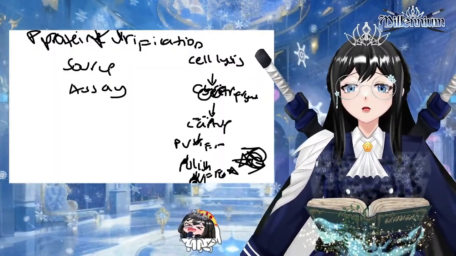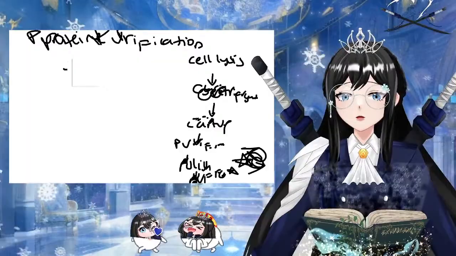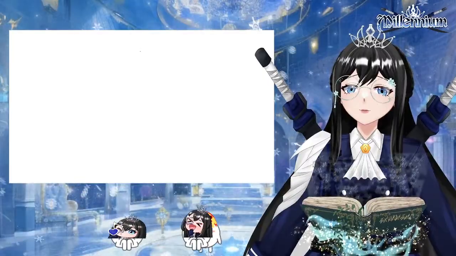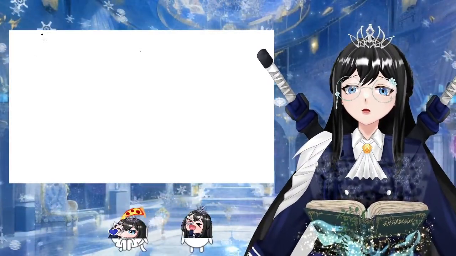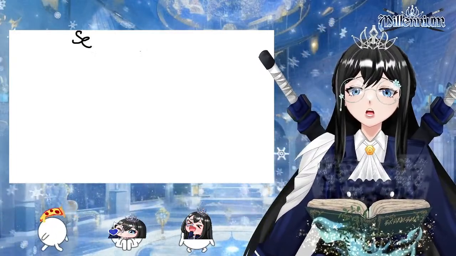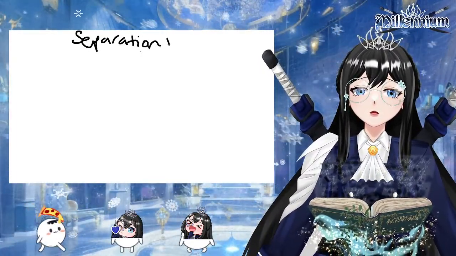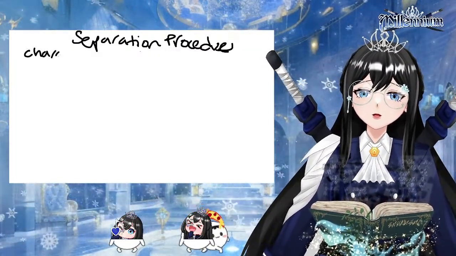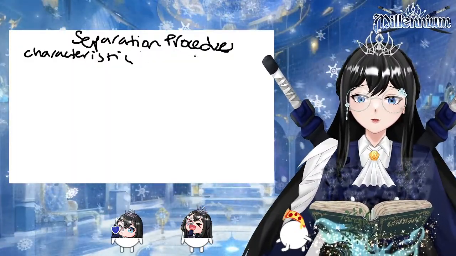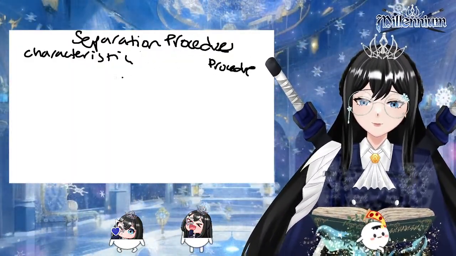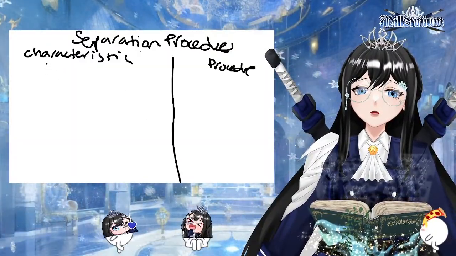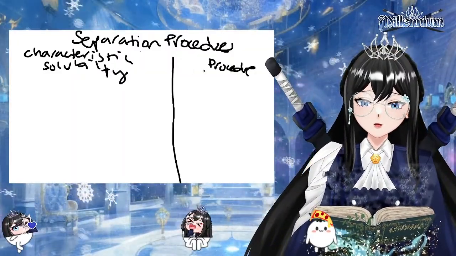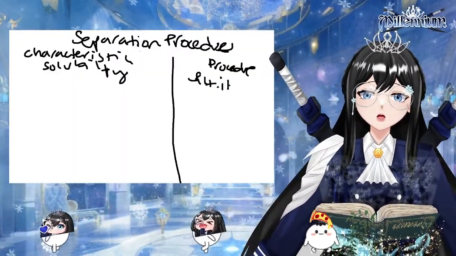Okay, so now we have a couple of separation procedures. Let's write them here. Oops, no, this one. So this is how to separate stuff. Separation procedures, how to split them up. You have the characteristic, and then you have the actual procedure. So here you have solubility. If the characteristic is solubility, you can do salting in or salting out.